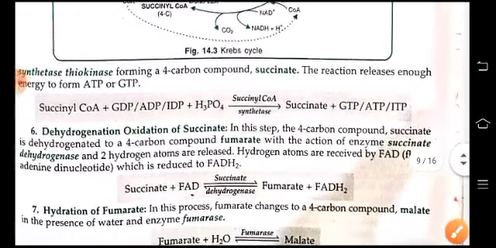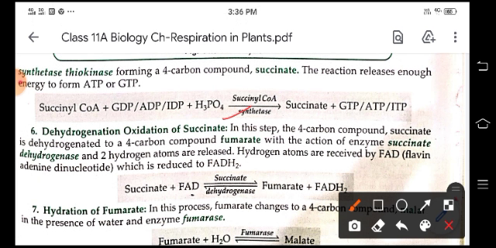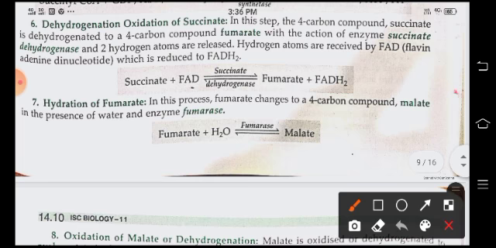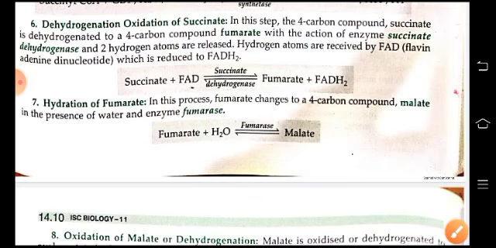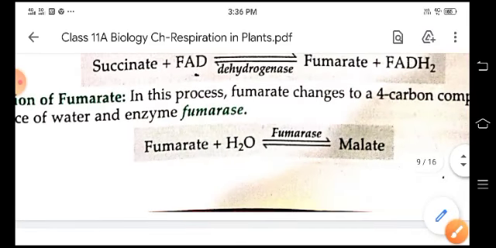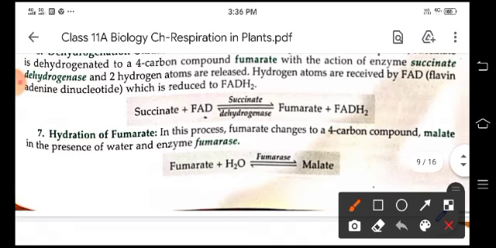So dehydrogenation, or oxidation, of succinate, I told you earlier. The 4-carbon compound succinate is dehydrogenated to form the 4-carbon compound fumarate, and the enzyme succinate dehydrogenase helps in this reaction, and 2 hydrogen atoms are released. Now this is received by FAD, or the flavin adenine dinucleotide, which is reduced to FADH2. Now again, hydration of fumarate takes place, that is in the presence of water. This fumarate, in the presence of enzyme fumarase, changes into malate.